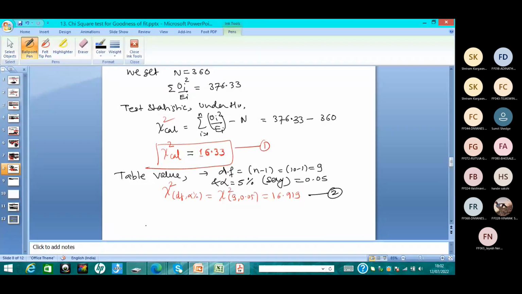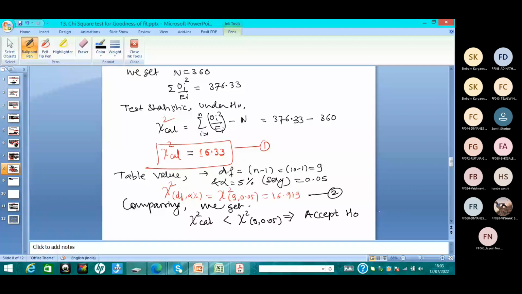You have to compare both. So comparing, again the same criteria. We observe the chi-square calculated value is less than the chi-square critical value or table value. So what is our decision? Our decision is to accept H naught.